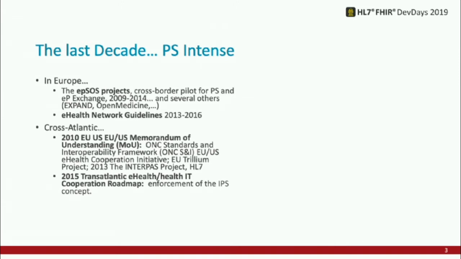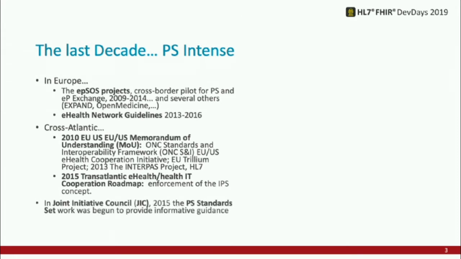side, there's been the EU-US Memorandum of Understanding from the ONC, and some cooperation with the European Trillium Project. The Memorandum of Understanding was generated in 2010, and then the initial work was called the InterPass Project back in 2013. And there's this notion of the transatlantic eHealth, health IT cooperation roadmap. So all this has been going on in the background, and that's led into our current project.